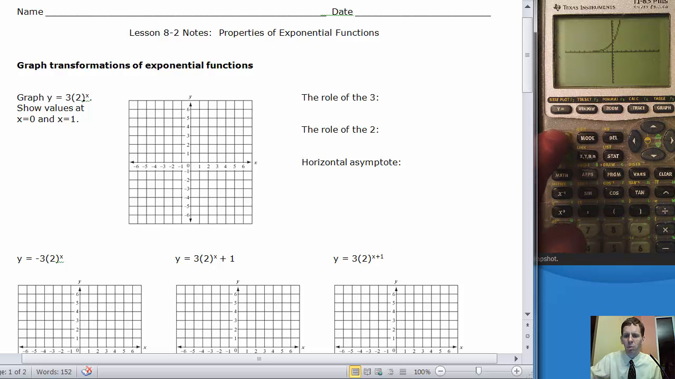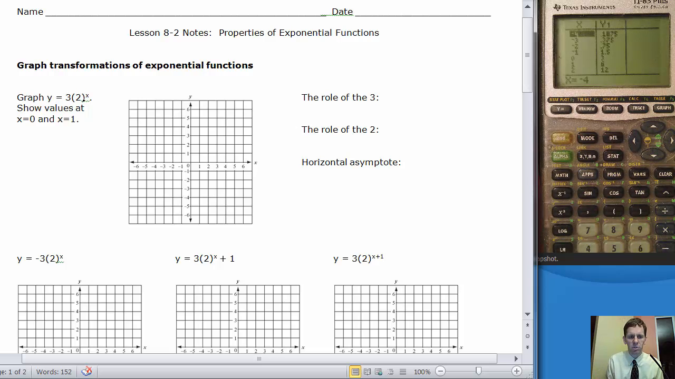And for specific points, you can use the table feature, second graph, and find some specific values your graph goes through. Namely, I'm going to plot values like (0, 3), (1, 6). You'll notice that (2, 12) would be off the screen, so I'll plot some negative values as well. (-1, 1.5) and (-2, 0.75).